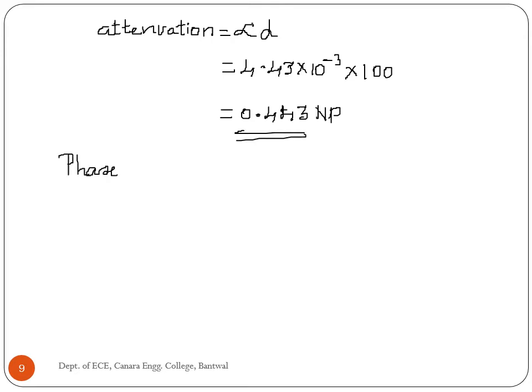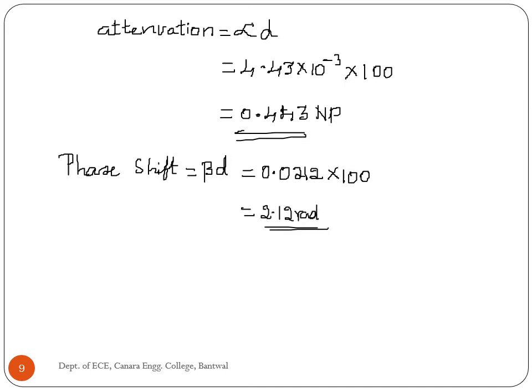Phase shift of the signal is equal to beta d. Beta is 0.0212 radians per kilometer, d is 100 kilometer, which is equal to 2.12 radians.